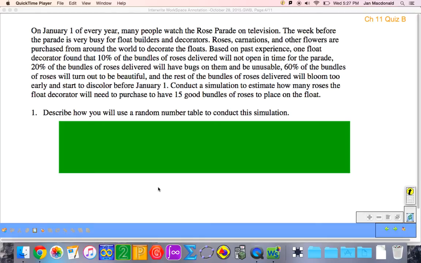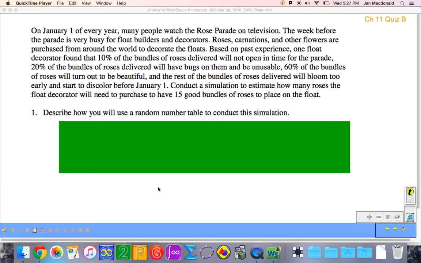The week before the parade is very busy for float builders and decorators. Roses, carnations, and other flowers are purchased from around the world to decorate the floats. Based on past experience, one float decorator found that 10% of the bundles of roses delivered will not open in time for the parade. 20% of the bundles of roses delivered will have bugs on them and be unusable.